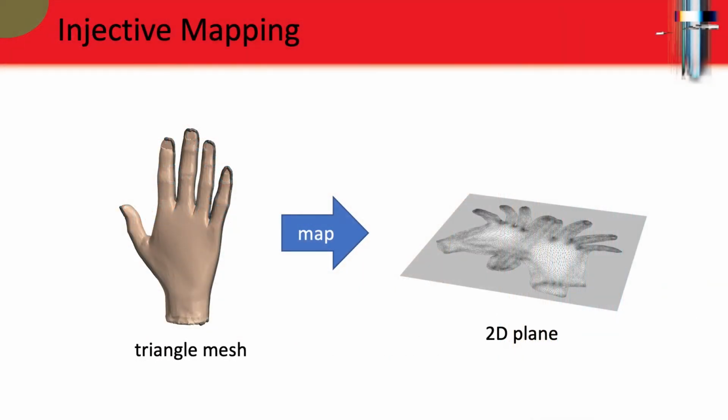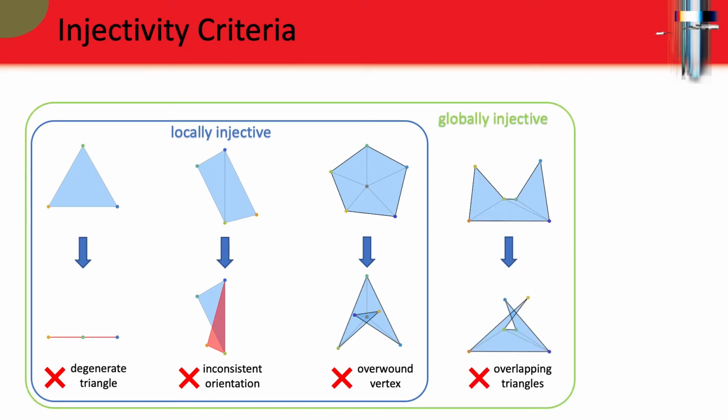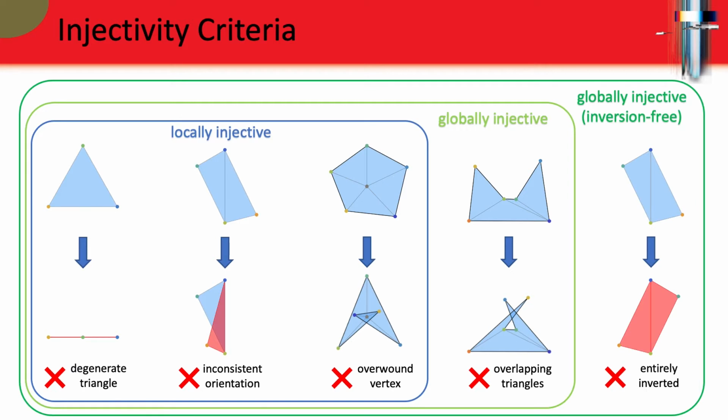Computing an injective or one-to-one mapping from a triangle mesh to the 2D plane is a fundamental task in graphics and geometry processing. A map is called locally injective if no triangles are degenerate, neighboring triangles have the same orientation, and the total angle around each vertex is 2 pi, that is, no overwound vertices. Further, a map is globally injective if there are no overlapping triangles.